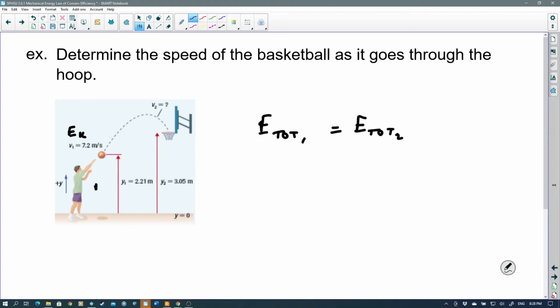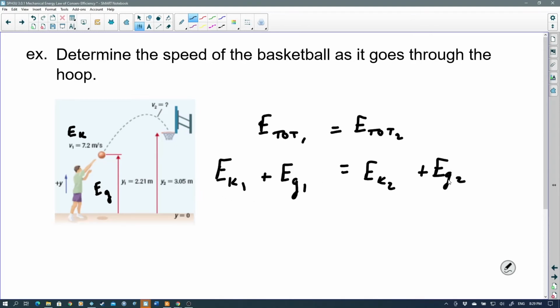The ball has gravitational potential energy because of its initial height. So we're going to say EK1 plus EG1, the first kinetic energy and the first gravitational potential energy. And at position 2, what kind of energy does it have? It has both again: EK2 for the second position plus EG2 because of the second height.